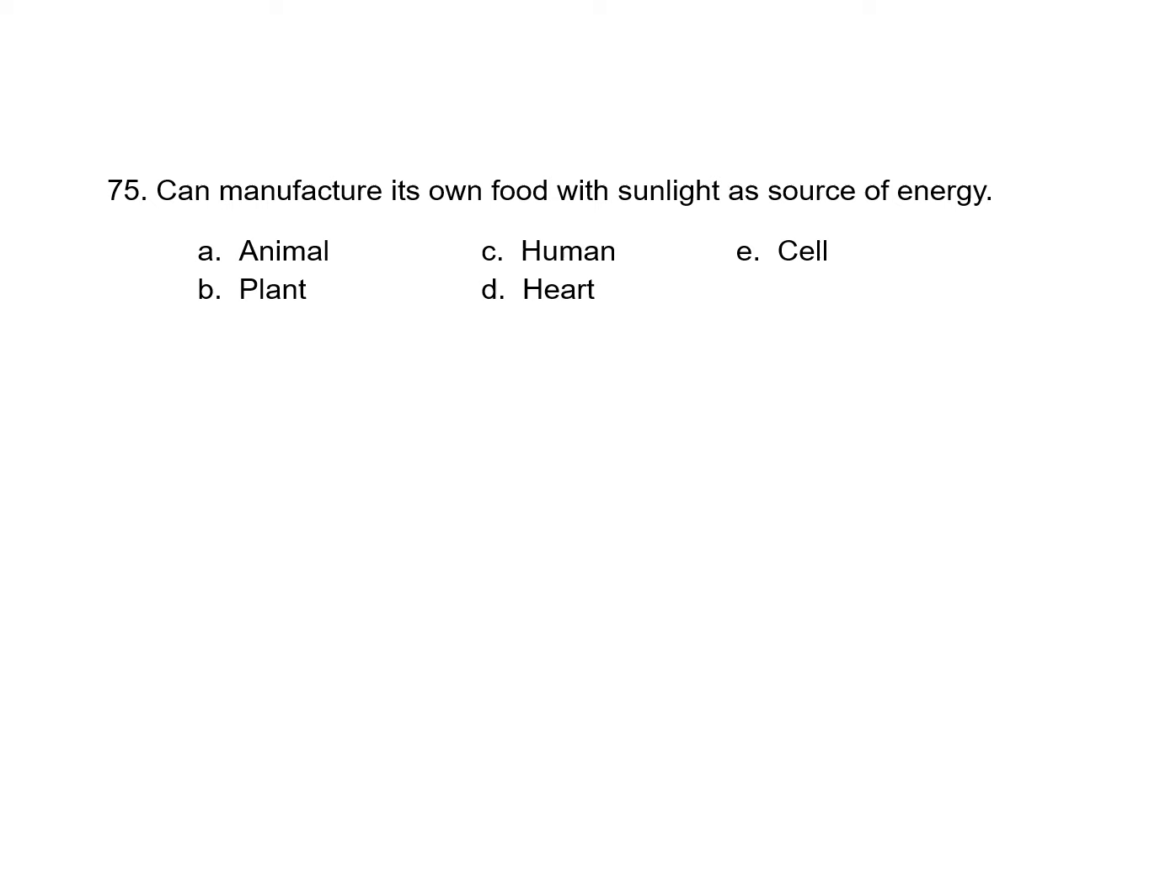Number 75. Can manufacture its own food with sunlight as source of energy? A. Animal. B. Plant. C. Human. D. Heart. E. Cell. The answer is plant.